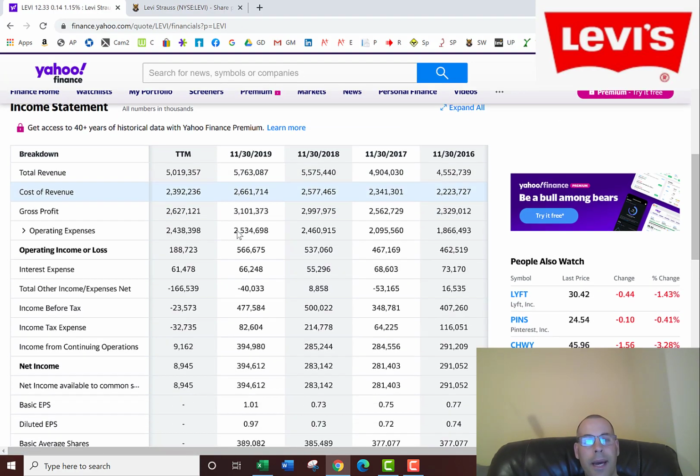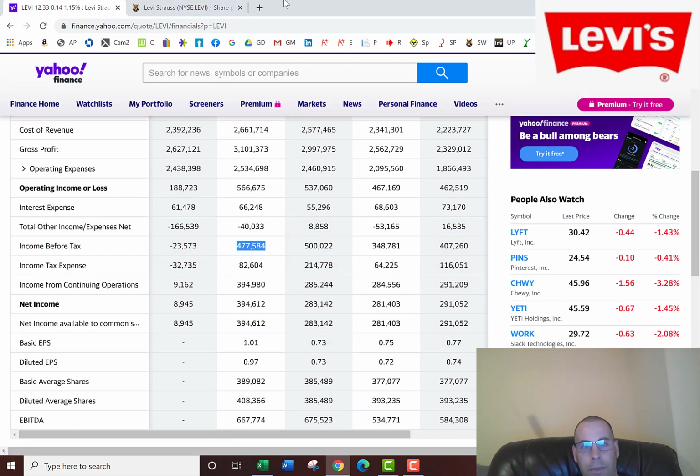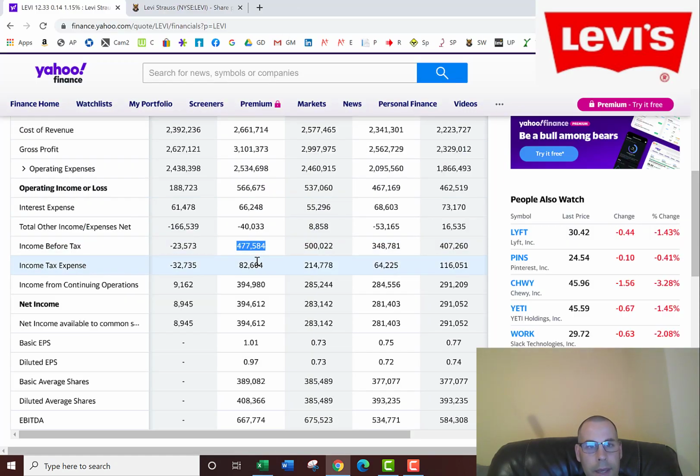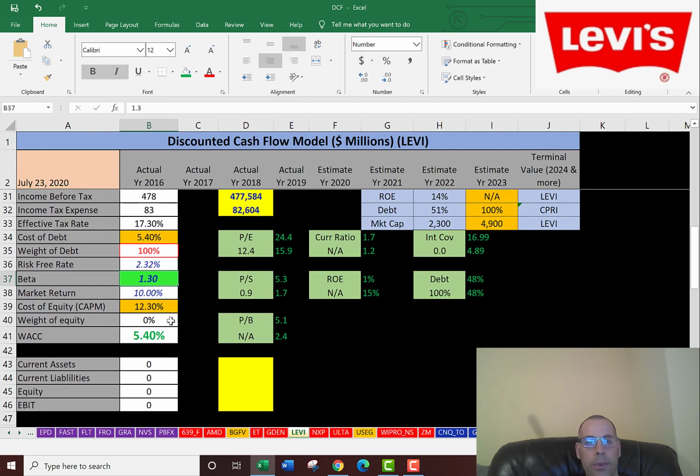Interest payments are tax deductible, so let's get their effective tax rate. The income before tax is $478 million. The income tax is $82 million. So their tax rate is 17%. That means the cost of debt is 5.4%. The beta is not in Yahoo, and I think I found it on another website at 1.3. So we're going to use that to figure out the cost of equity.